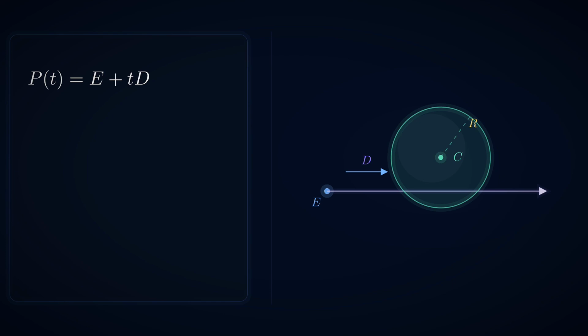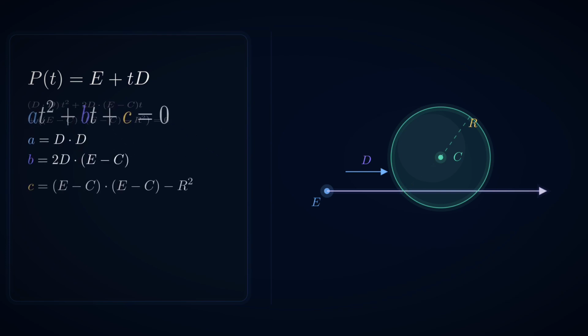Next, we place a sphere at center C with radius r. A hit happens when some point on the ray is exactly 1 radius away from the sphere's center. So we write the condition: the distance from P(t) to C, squared, equals r squared. Now we substitute the ray equation into that condition and collect terms. That turns the geometry into a quadratic.